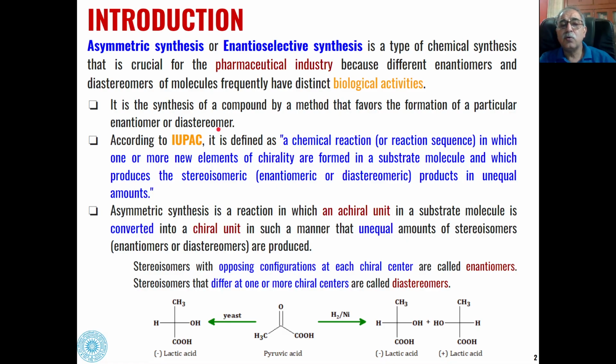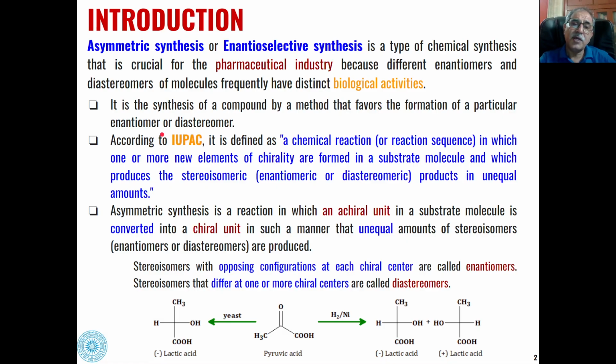Either only one enantiomer will be formed, only one diastereomer will be formed, or one enantiomer will be formed in more amounts. That is, if only one enantiomer or diastereomer is formed, we say this is a specific synthesis. And if it is formed in more amount, then we say selective synthesis.